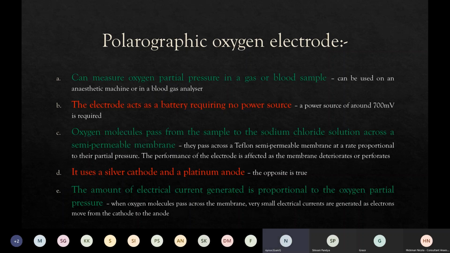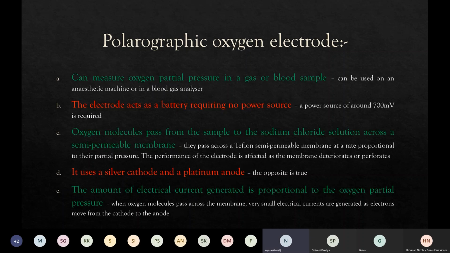Oxygen molecules pass from the sample to the sodium chloride solution across a semi-permeable membrane. That is true. There's a Teflon semi-permeable membrane, and the molecules pass across that at a rate proportional to their partial pressure. That's how the value is determined. The membrane gives the oxygen electrode a limited lifespan, because the membrane can deteriorate or be perforated. Then obviously it won't give accurate measurements.